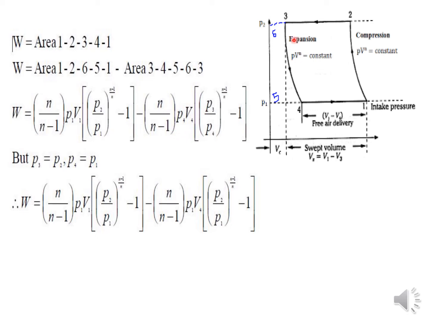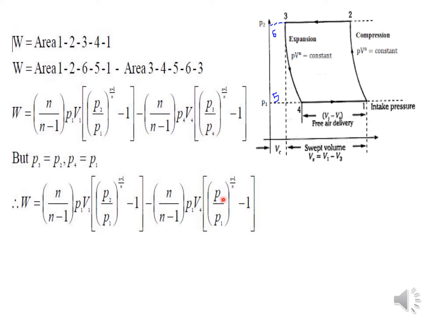Same, this is also having the polytropic process. Same equation I'll write and modify the things. n divided by n minus 1 p4 v4 p3 by p4 raised to n minus 1 divided by n minus 1. This is the equation. But from this figure I can observe p3 is equal to p2 and p4 is equal to p1. So p3 I should write p2, and p4 I should write p1.